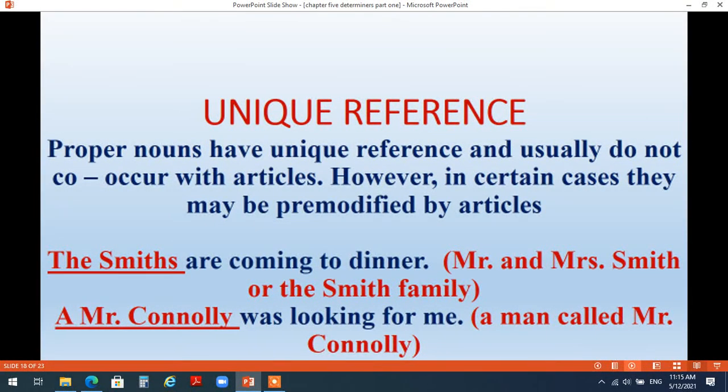لاحظوا في المثال The Smiths are coming to dinner. Smiths هو proper noun باعتبار أنه يشير إلى لقب أو اسم عائلة. فبالحقيقة there is no need to use any article. لكن حين نستخدم الأرتيكل هنا، فمثلا قلنا The Smiths، هذا معناه أنه بدل أن نقول Mr. and Mrs. Smith، أو بدل أن نقول The Smith family، ممكن أن نقول باختصار The Smiths بالإشارة إلى العائلة ككل. Or in the other example, a Mr. Connolly was looking for me.